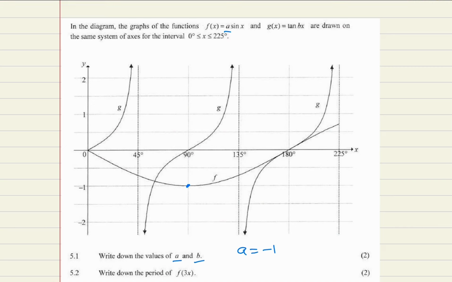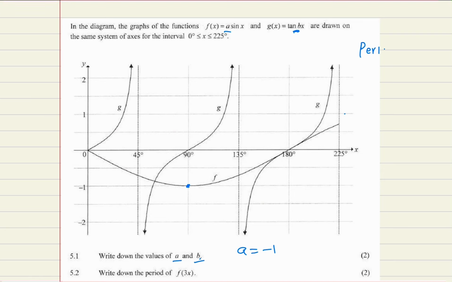That is how I have observed this graph has a minimum here. That means the maximum is going to be on 1. And our A tells us whether it's going up or down, okay? Then our B, there is our B there, okay? Now our B, we can find it by the period.